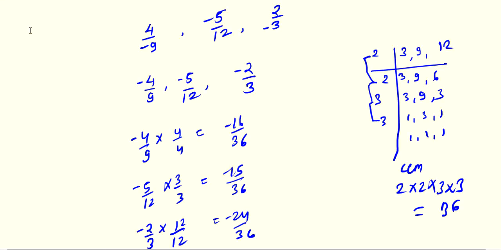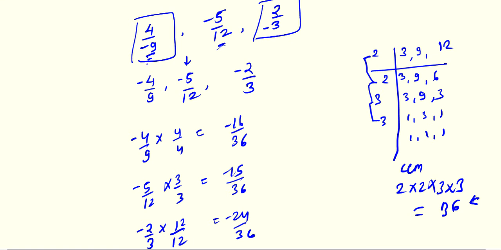नाउ क्वेश्चन नंबर 4 असेंडिंग ऑर्डर. क्वेश्चन नंबर 4 सेकेंड, 4 by -9, -5 by 12, 2 by -3. So first of all these are not in standard form, so first convert them into standard form. So 4 by -9 will be -4 by 9, this is standard form, and this one is -2 by 3. Okay, now for arranging in ascending order or descending order, first you must calculate the LCM of denominators. So we got the LCM 36.